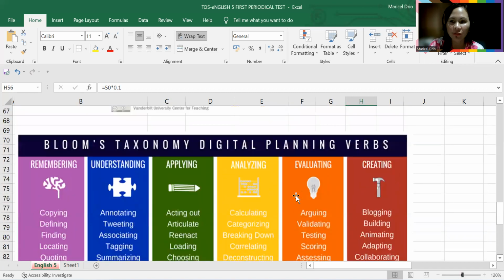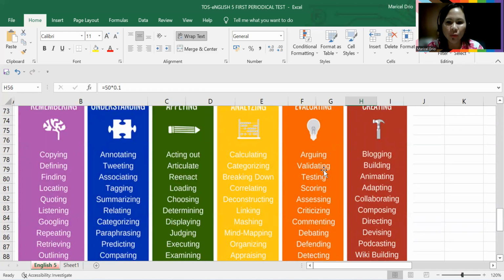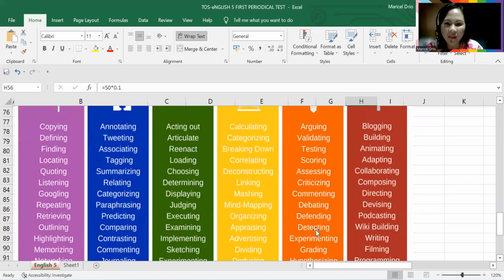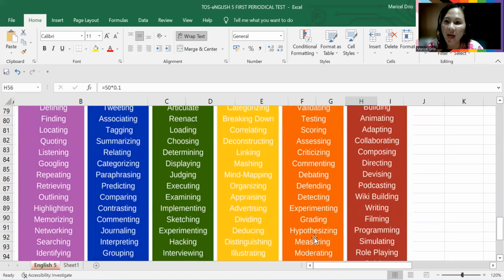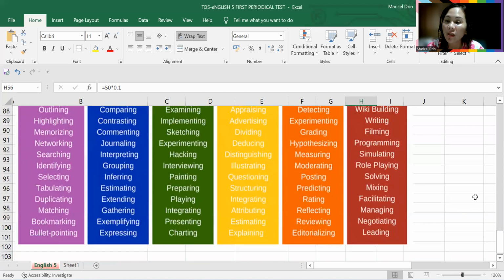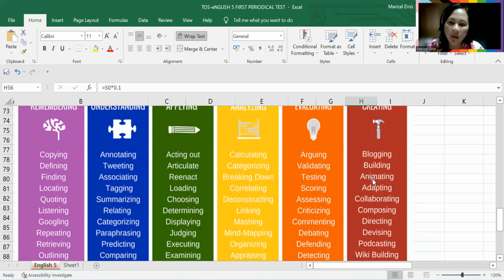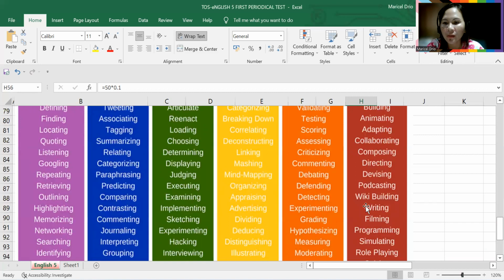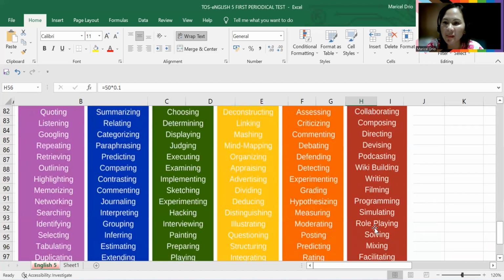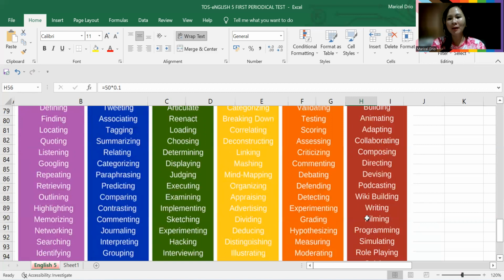And for the higher order, we have evaluating and creating. For evaluating: arguing, validating, testing, scoring, assessing, criticizing, commenting, debating, defending, detecting, experimenting, grading, hypothesizing, measuring, moderating, posting, predicting, rating, reflecting, reviewing, and editorializing. And for the last one, we have creating. We can use blogging, building, animating, adapting, collaborating, proposing, devising, podcasting, wikipedia, writing, filming, programming, simulating, role-playing, solving, mixing, facilitating, managing, negotiating, and leading.